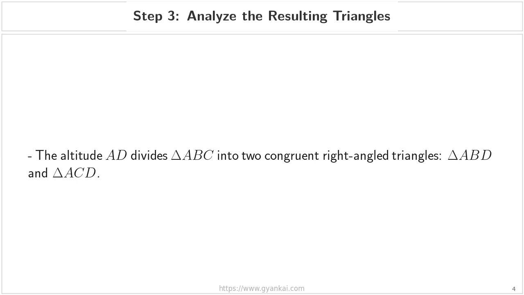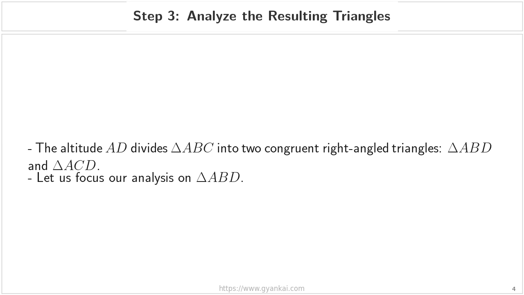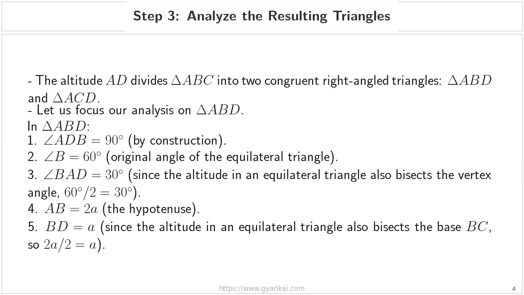Step 3. Analyze the resulting triangles. Now that we have drawn our altitude, let's take a closer look at what has happened to our original triangle. You'll notice that the altitude, AD, effectively splits our large equilateral triangle, ABC, into two perfectly identical, or congruent, right-angled triangles, triangle ABD and triangle ACD. To make our derivation much simpler, we don't need to study both. We can just focus our analysis on one of them. Let's pick triangle ABD.